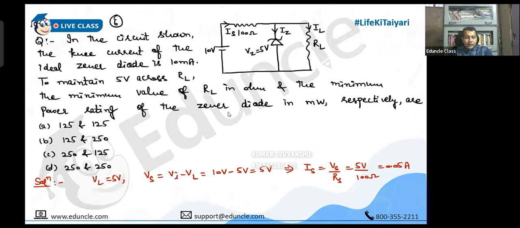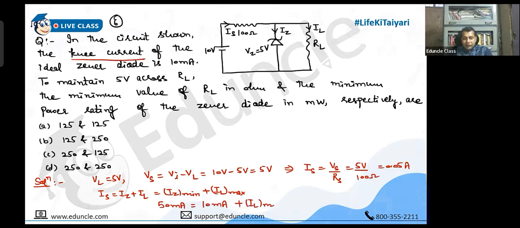Yes, Arun, very good. So IS is IZ plus IL. So when IZ is minimum, IL should be maximum. Only then this sum can remain constant. So IS is 50 milliampere and the minimum value of zener current is given to be 10. Knee current means the minimum value. So IL max will be 40 milliampere.